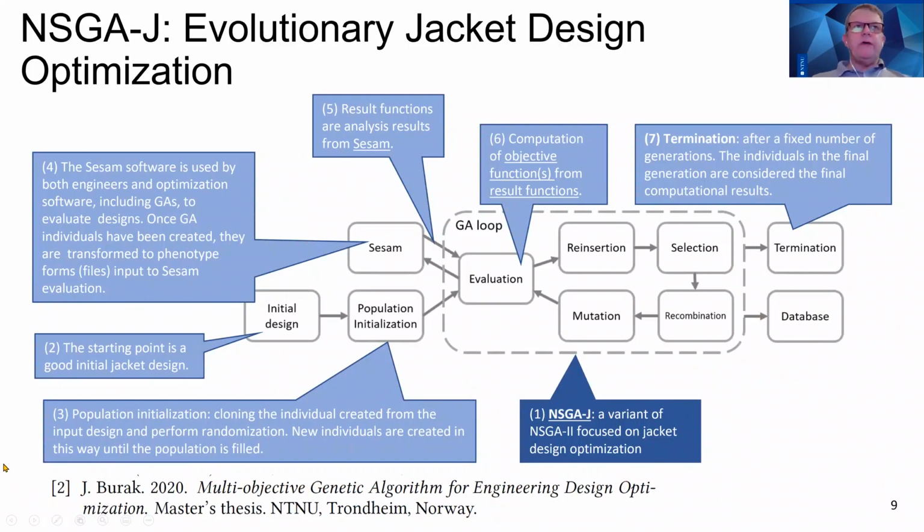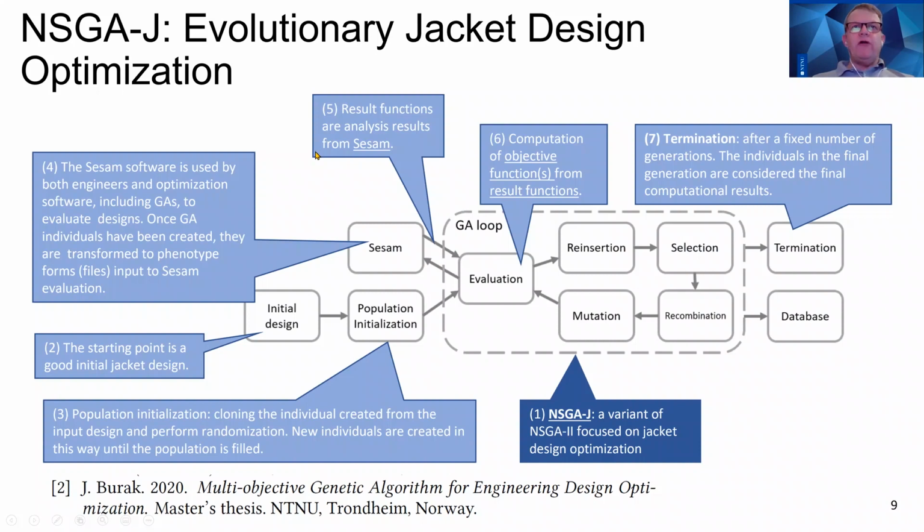Turning now to the NSGA-J process, we have it summarized here in this figure, and I should also refer to Jan Burak's master's thesis for further detail. Our starting point is a good initial jacket design. We are then doing population initialization by cloning this initial jacket design by randomization. We perform this randomization until we fill the population. We're using a software called SESAM, and the SESAM software is the same as is used by engineers to optimize jackets.